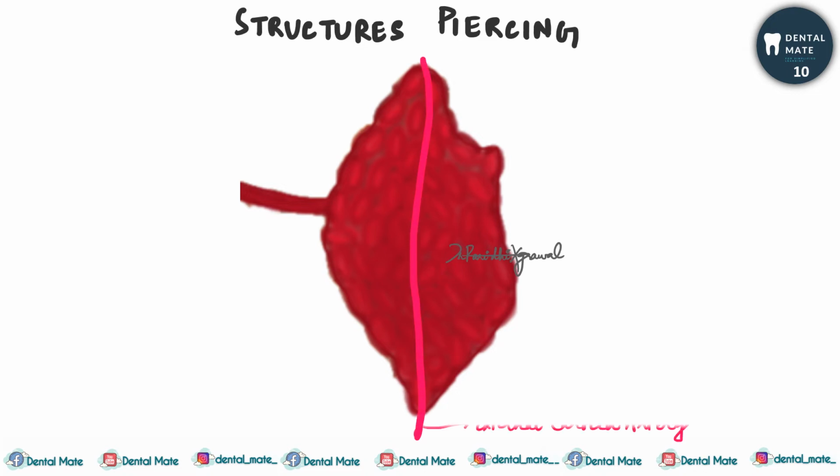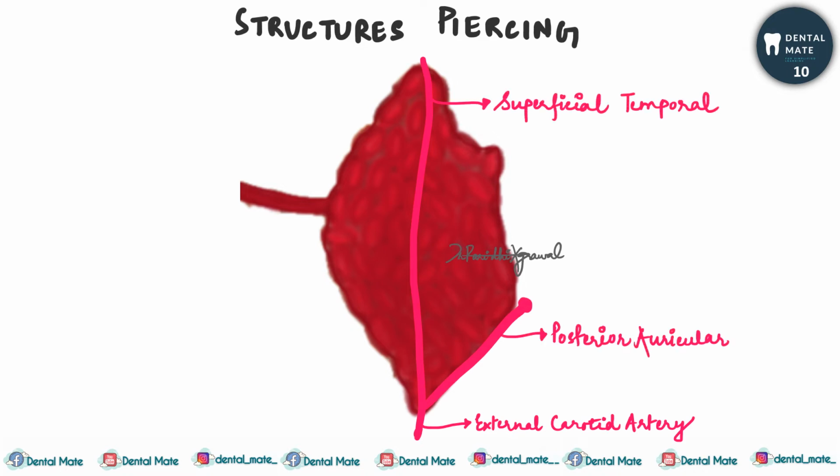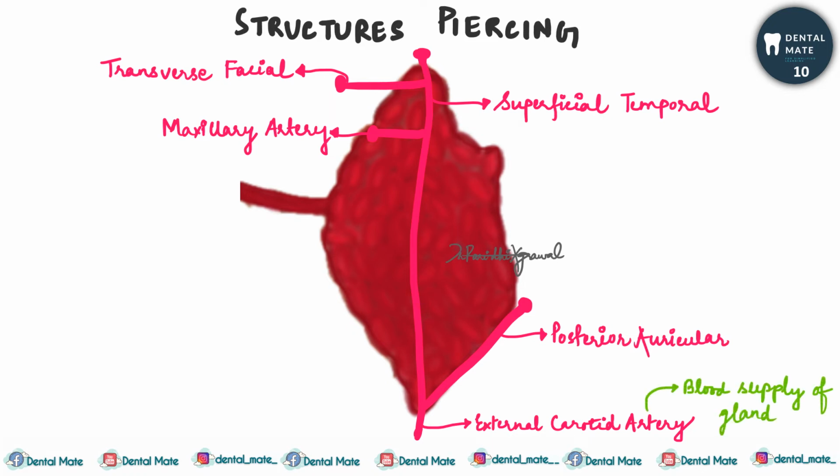This external carotid artery gives a branch, the posterior auricular artery, and a main branch, the superficial temporal artery. Through its course, it also gives out the maxillary artery and the transverse facial artery, and this external carotid artery is the blood supply for the parotid gland.